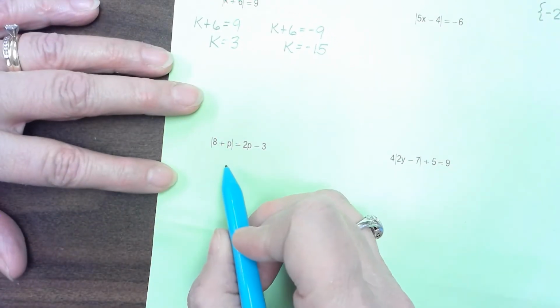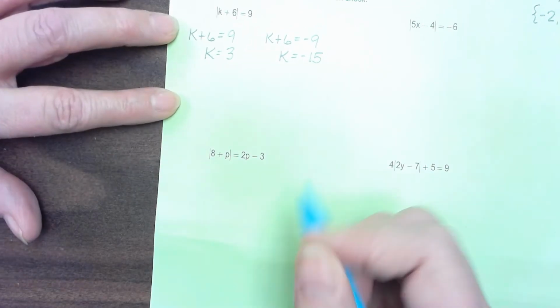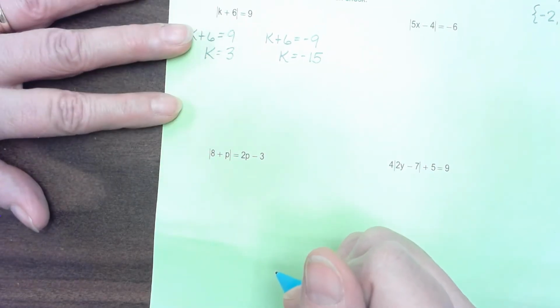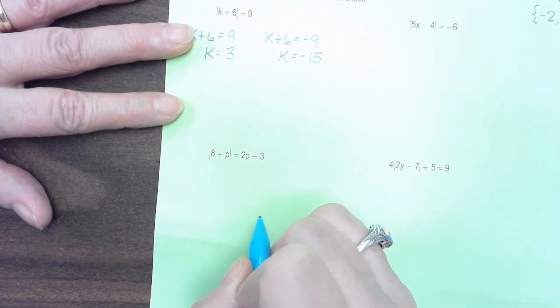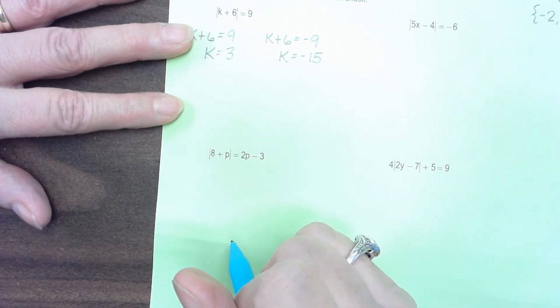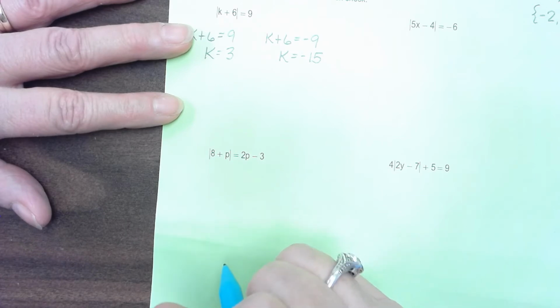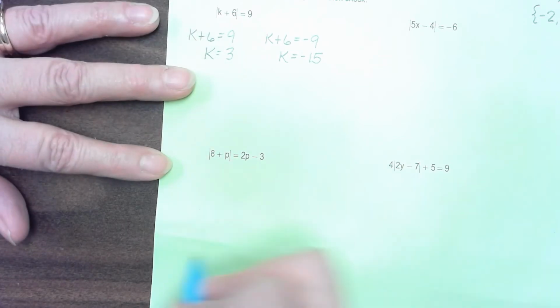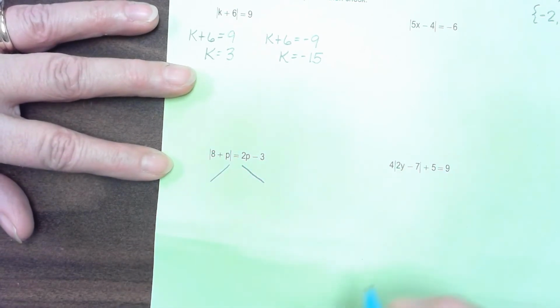We have the absolute value of 8 plus p is equal to 2p minus 3. And so we're just going to follow our steps. Isolate the absolute value expression. It is isolated. Set the quantity inside the absolute value notation to plus and minus. So we're going to come down here. We're going to have the OR situation going on.